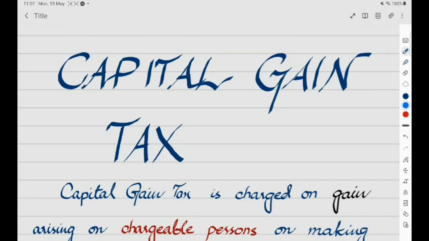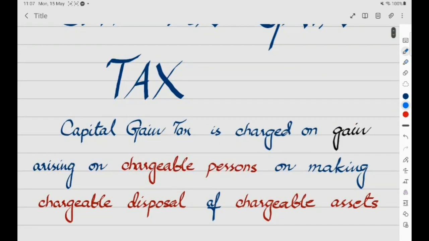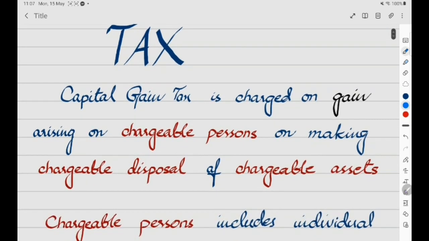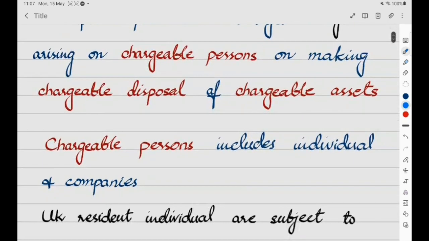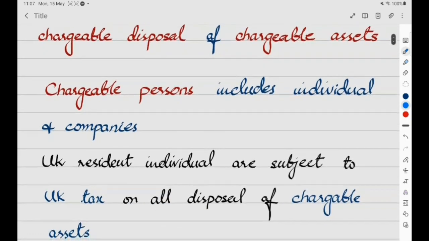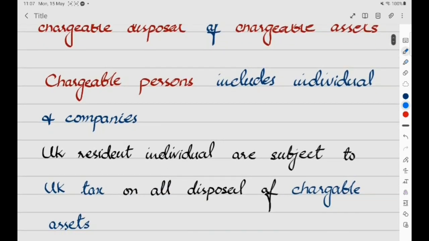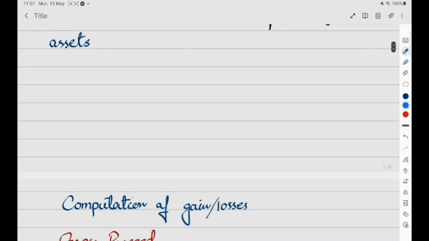Our next topic is capital gain tax. Capital gain tax is charged on gains arising on a chargeable person on making a chargeable disposal of chargeable assets. So there are three things in this. Chargeable persons include individuals and companies, and the main point to remember is that UK resident individuals are subject to UK tax on all disposals of chargeable assets, right?